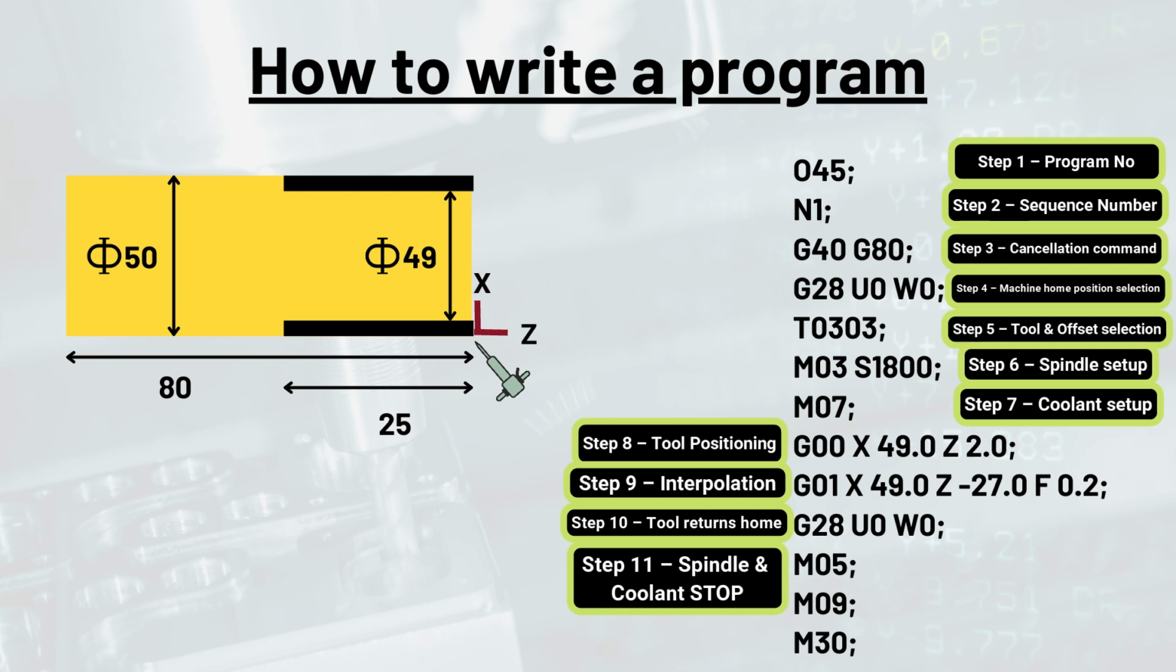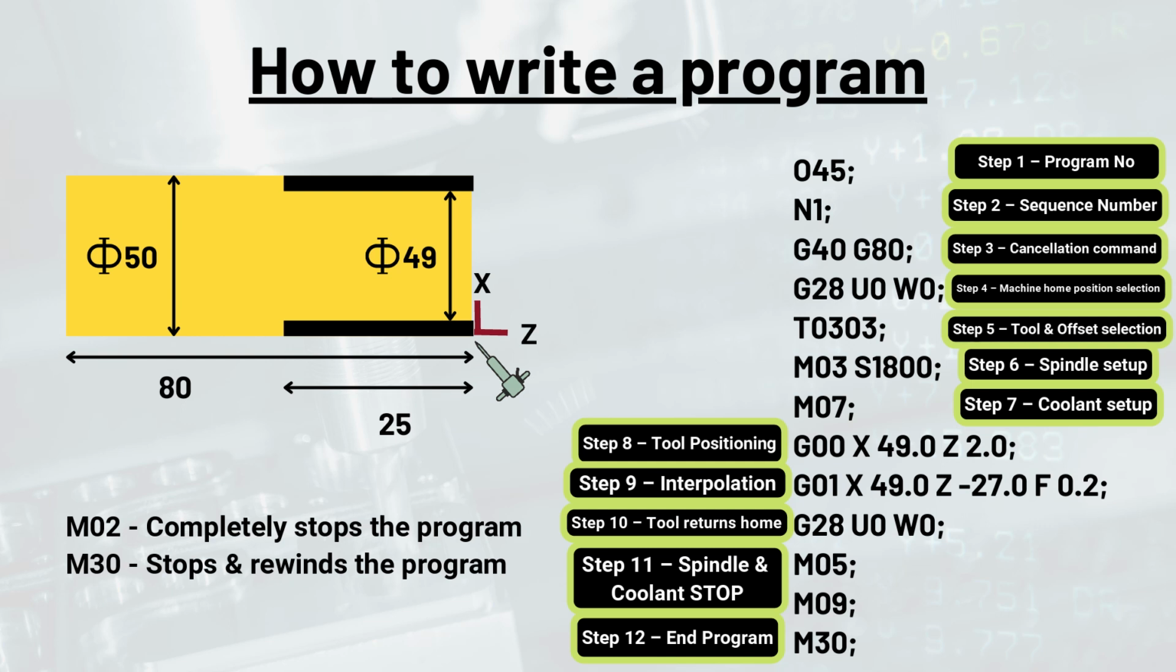Now to end the program, we have two choices, M02 and M30. Command M02 completely stops the program, whereas M30 stops and rewinds the program. So it's recommended to use M30 always unless otherwise.